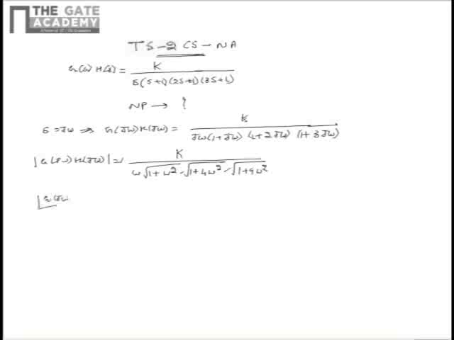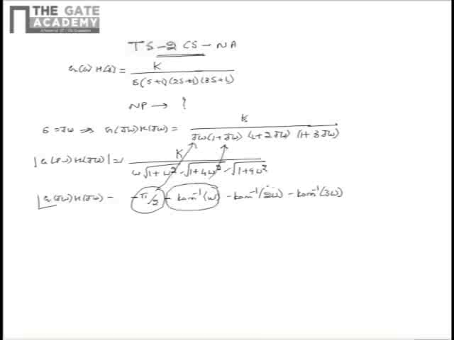Also, the phase of G(jω)H(jω) is equal to -π/2 - tan⁻¹(ω) - tan⁻¹(2ω) - tan⁻¹(3ω). Please note that here the phase of -π/2 corresponds to the jω term, the phase of -tan⁻¹(ω) corresponds to the 1+jω term, the phase of -tan⁻¹(2ω) corresponds to 1+2jω, and -tan⁻¹(3ω) corresponds to 1+3jω. Similarly, the magnitude of G(jω)H(jω) is also obtained.